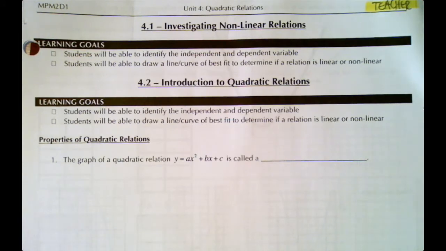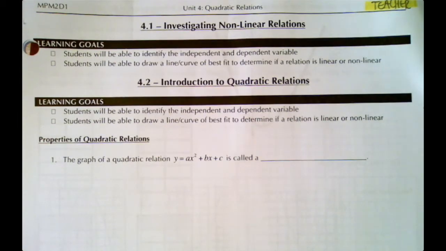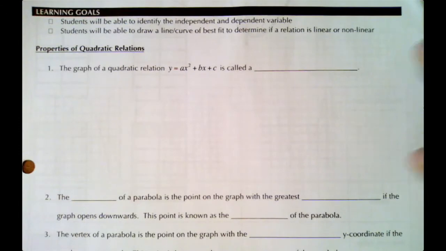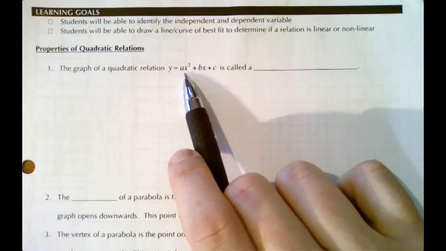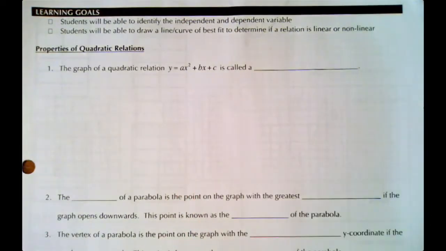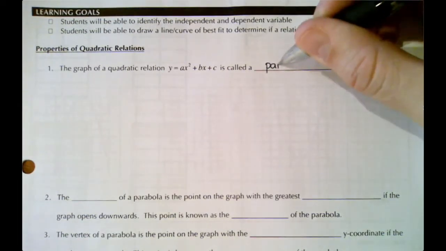So the first topic is just an introduction to what a quadratic relation is. And we're going to start with some definitions and properties so that you have them, and then I'm going to show you what that actually looks like. So to start, the graph of a quadratic relation follows the equation y equals ax squared plus bx plus c. And when you graph it, the shape is called a parabola.